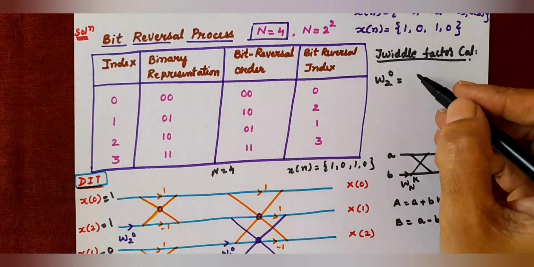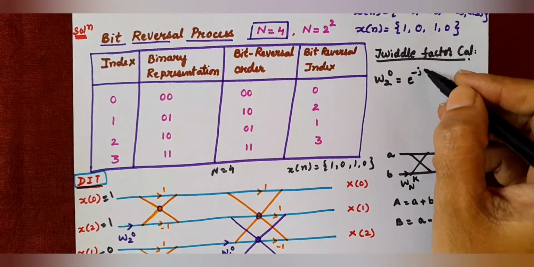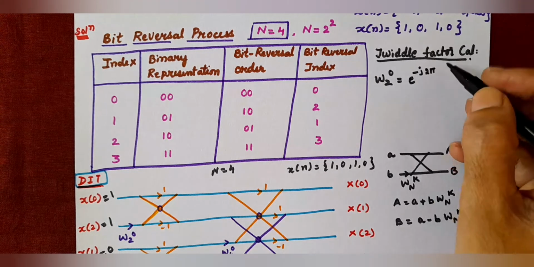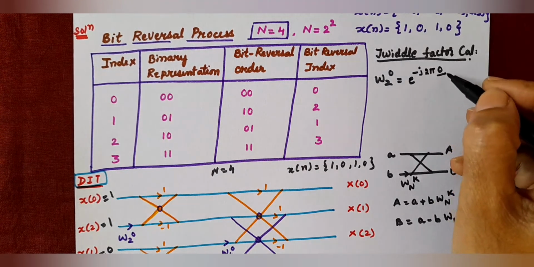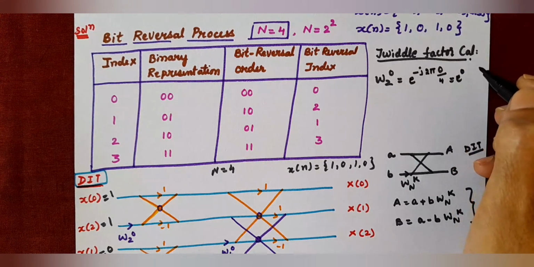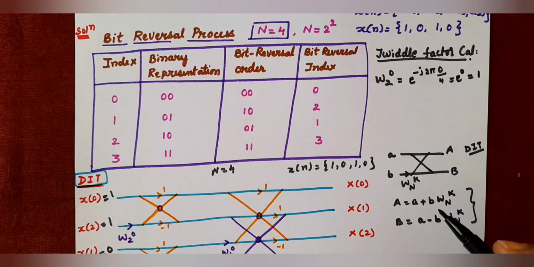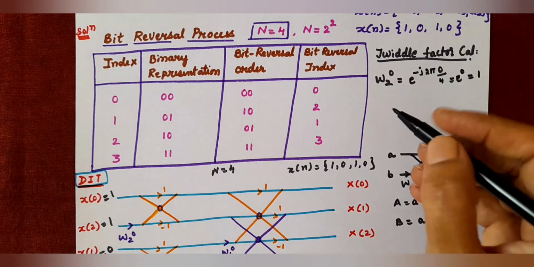W2 to the power of 0 is written as e to the power of minus j 2 pi k by N. K value is 0, capital N is 2. So it is coming to be as e to the power 0, which is equal to 1. So W2 to the power 0 is equal to 1.